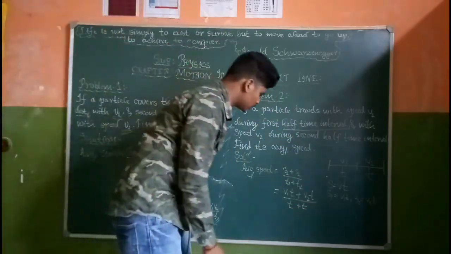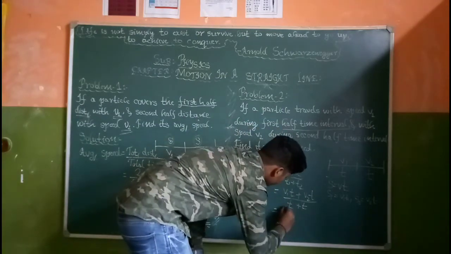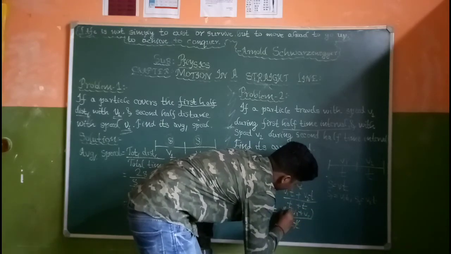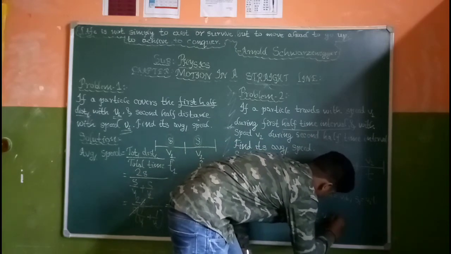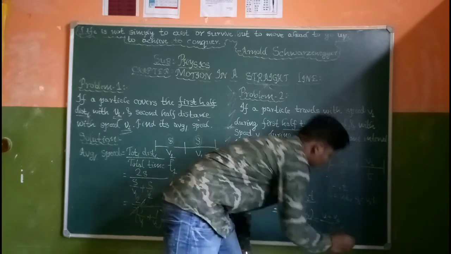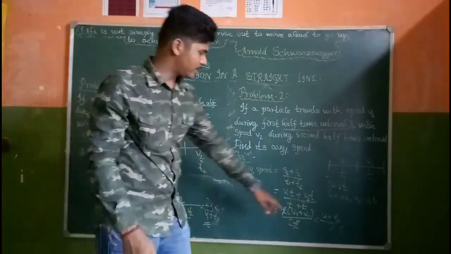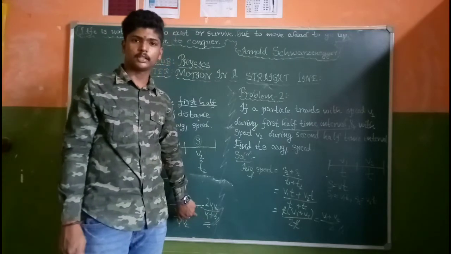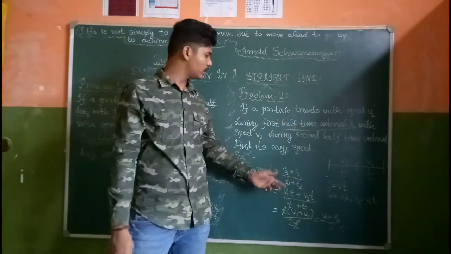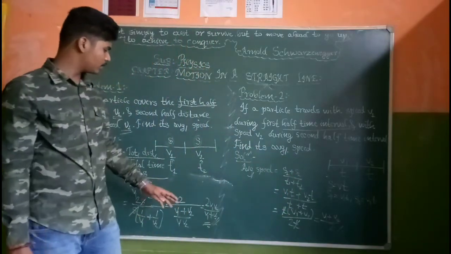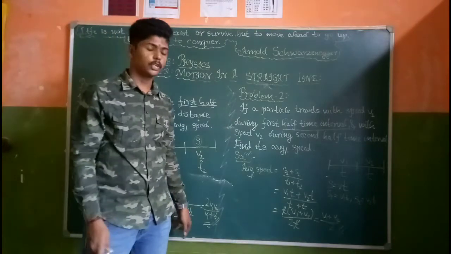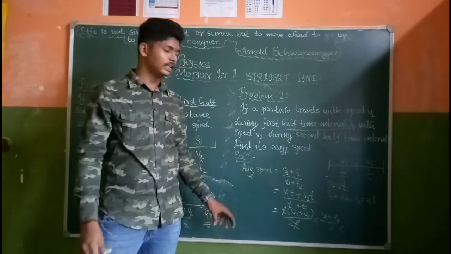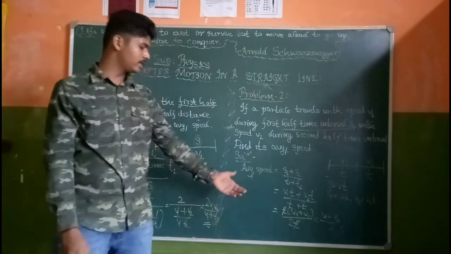Now we can take T common: T of V1 plus V2 by 2T. T cancels, so V1 plus V2 by 2 is the average speed. This is the arithmetic mean, whereas the earlier one is the harmonic mean. If you are good at mathematics: if they have not given you distance, it is the arithmetic mean. If they have not given you time, then it is the harmonic mean. You can remember like that, or else go step by step and simplify the given problem into compressed form.